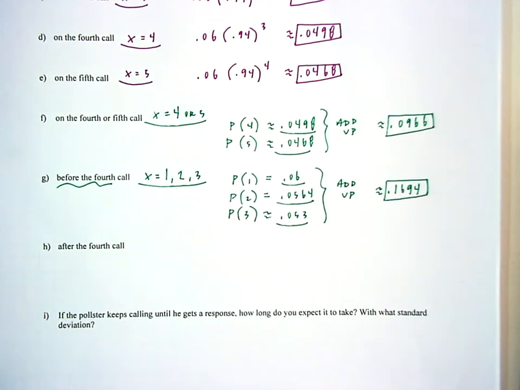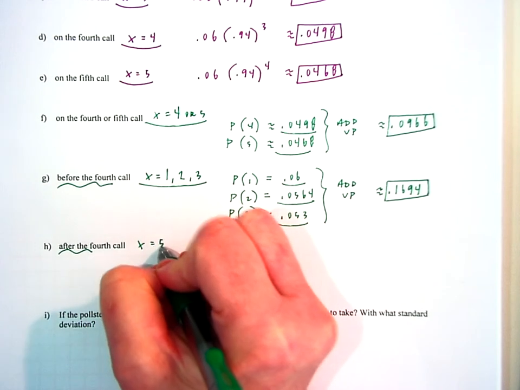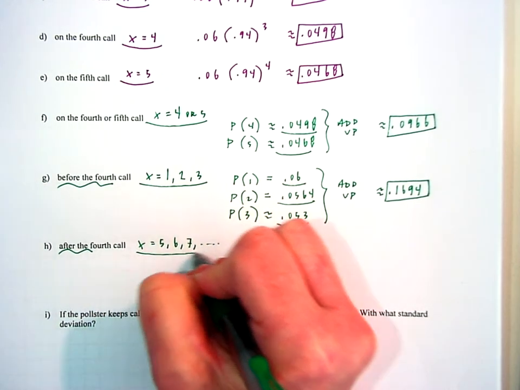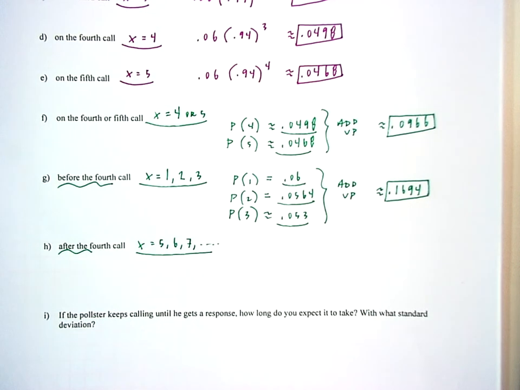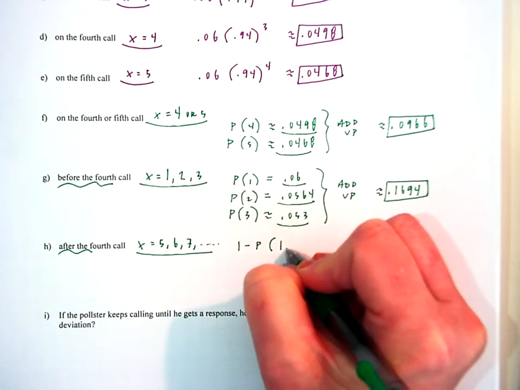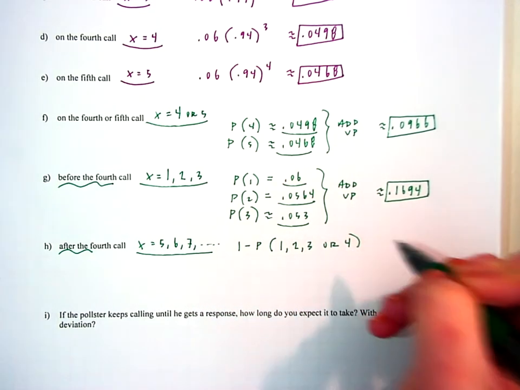Okay, after the fourth call, so that means it could have happened on the fifth call, the sixth call, the seventh, or so on, right? It just has to be after the fourth call. So there's no fixed end point here, right? Because it could take forever to get someone on the phone to participate in our political poll. So here we have to go through the complement. So I need to do 1 minus the probability that we were successful first, second, third, or fourth.